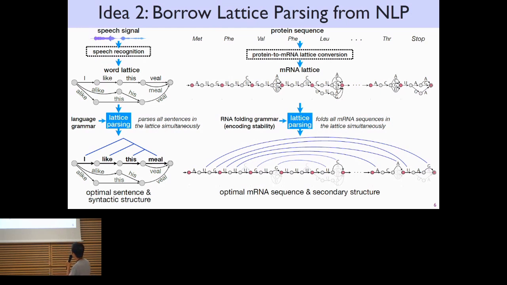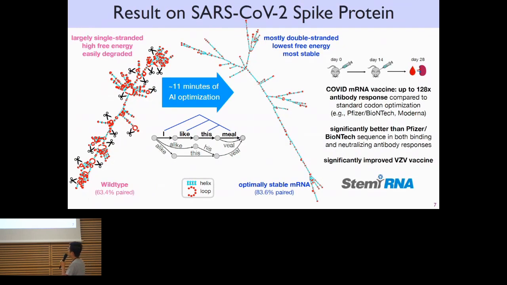And that's also its optimal secondary structure. So it does it simultaneously, it doesn't enumerate anything. So this is so efficient that it can do the design for a spike protein in just 11 minutes.